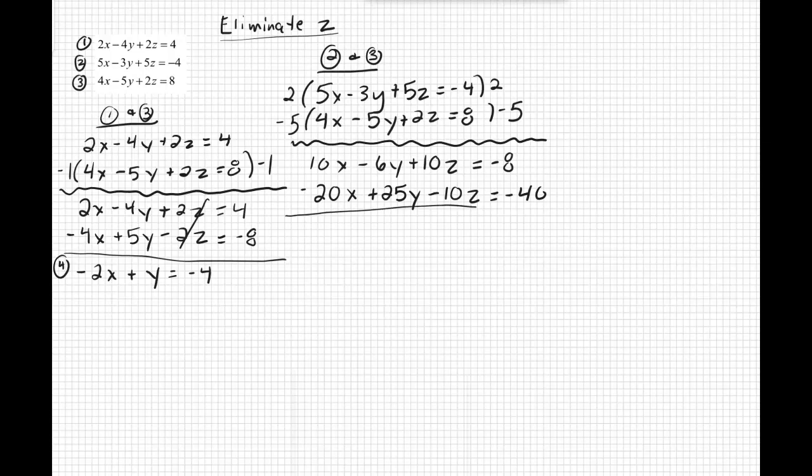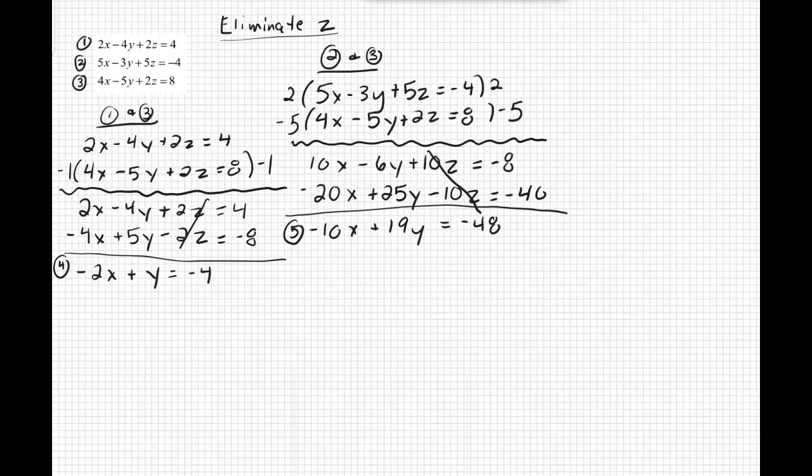Now I'm ready to add these together because again I have those opposites. So if I combine, I get negative 10x plus 19y. Those z's are going to cancel out. That's good. That was my goal. Equaling negative 48. I'm going to call that equation number 5.